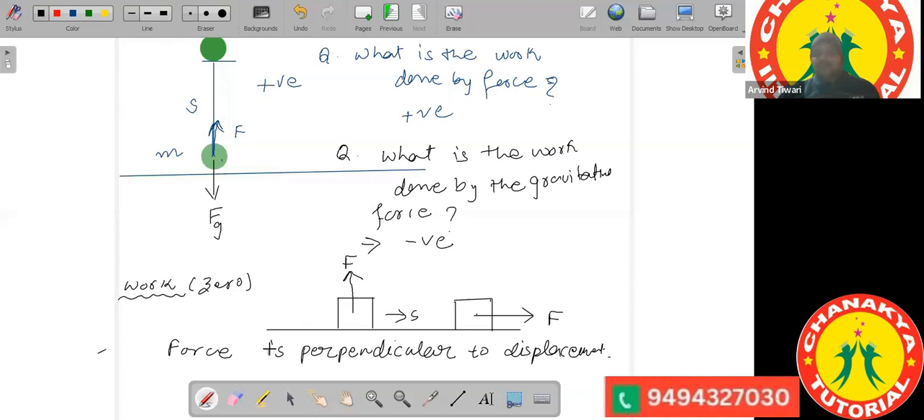If force is perpendicular to displacement, then we say the work done by that force is zero. Okay. Now let's see another thing. Another example over here.